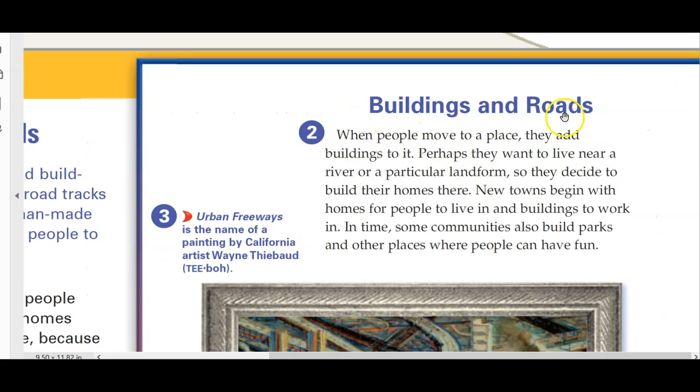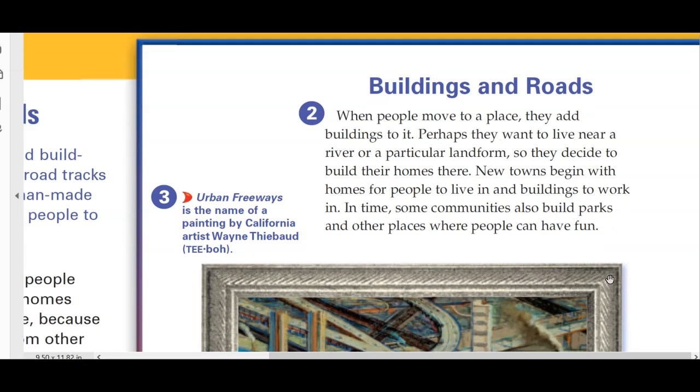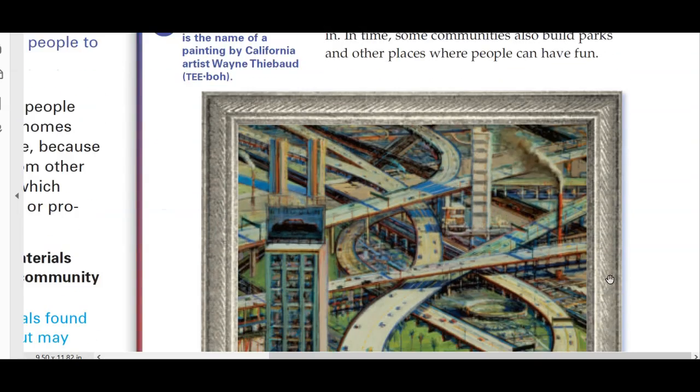It says buildings and roads. When people move to a place, they add buildings to it. Perhaps they want to live near a river or a particular landform, so they decide to build their homes there. New towns begin with homes for people to live in and buildings to work in. In time, some communities also build parks and other places where people can have fun.